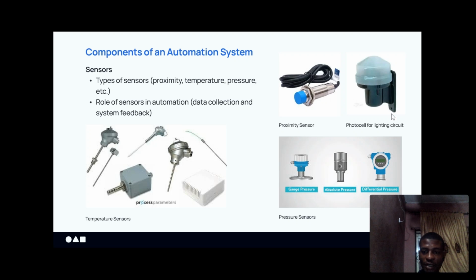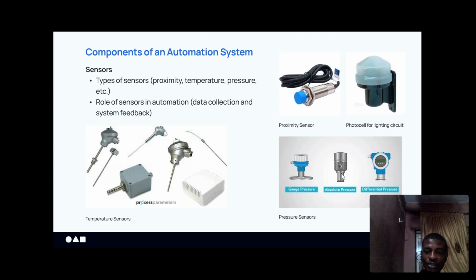Then we have the photocells for lighting circuits. When the light is bright, it detects. When the light is dim, it detects. You can use it to control the lighting, the security lighting in your premises. When the sunlight is low, it detects the intensity level, and then it turns on your security light. When the intensity of the light is high, it does not allow your light to come on.